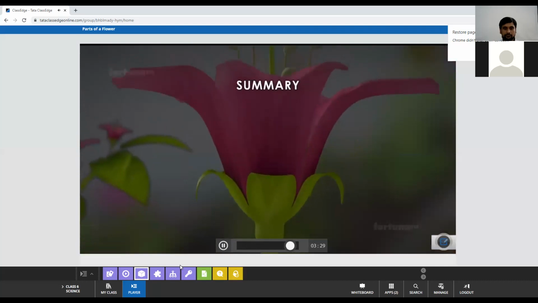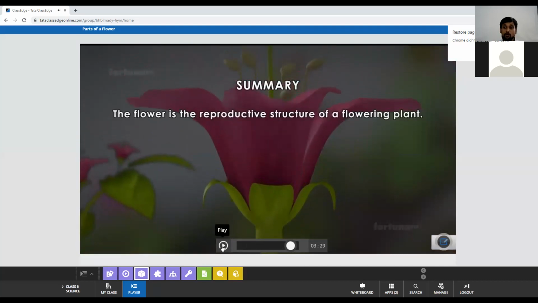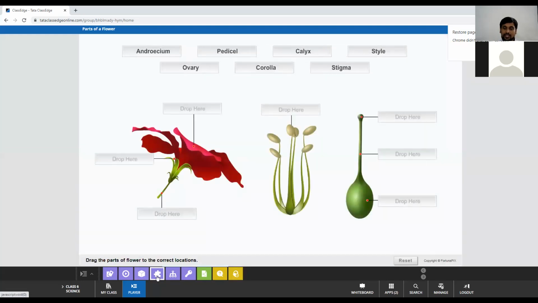Summary. Hope you got clarity about the structure of a flower. Any queries, guys? Okay, so let us perform a small activity here as we study the structure of a flower.